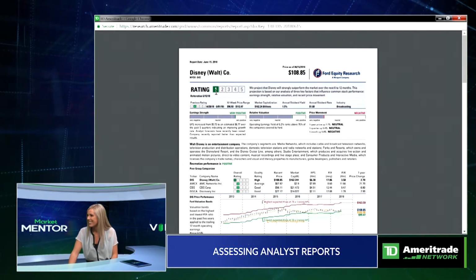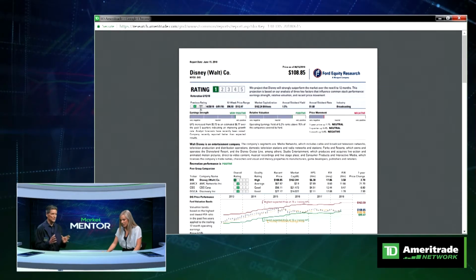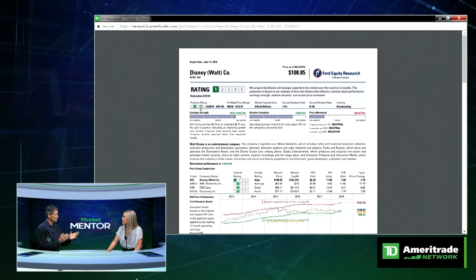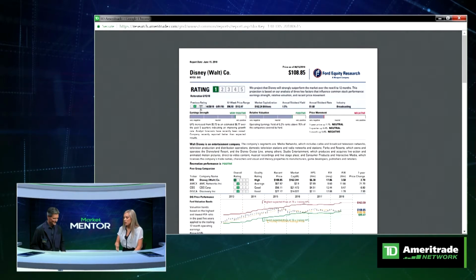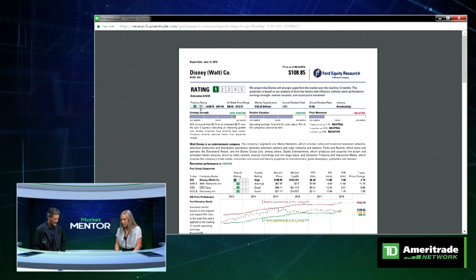Right, and Jenny, also, if you take a look here, it's rated 1 now, but if you look down below, it gives you the previous rating. So you can see if there's been any change between the previous rating and where it is now. So you can see it was upgraded recently. Yes, absolutely. Moved from 2 to 1. So for this analyst group, it's moving in the right direction for them.